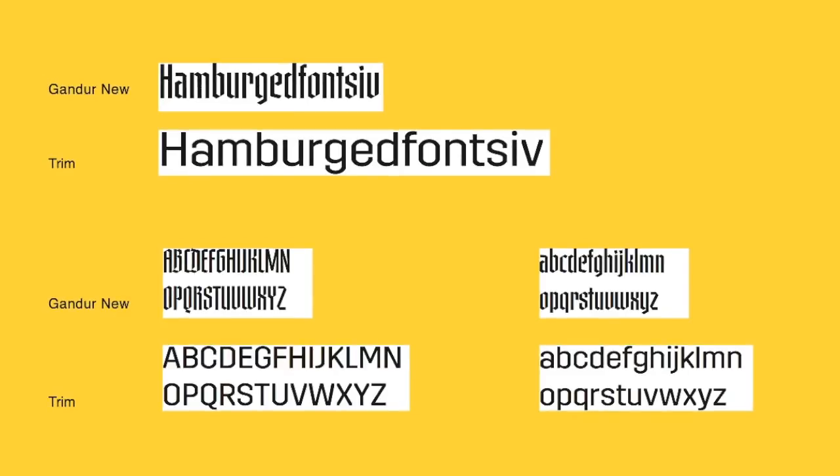I have here two examples. One is Trim, the other is Gandur. So again, as I said in the beginning, these seem very, very different. They look and they feel very different, but there's a certain conceptual approach that I think ties these two together and allows us to have this discussion now about skeleton and contrast.